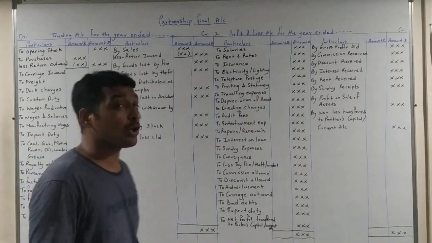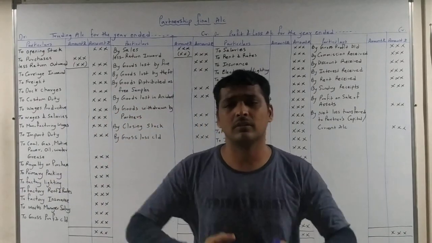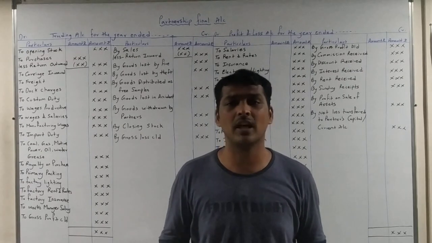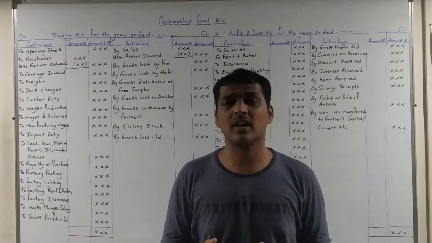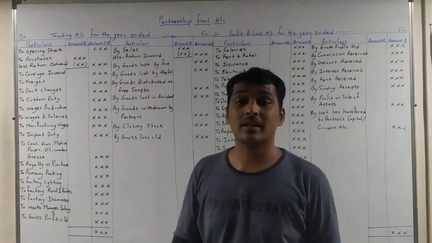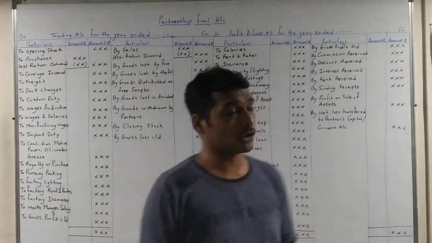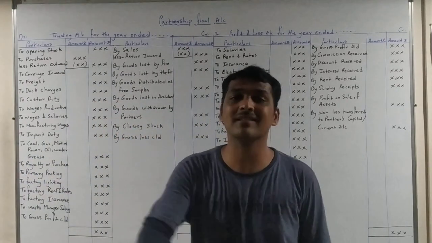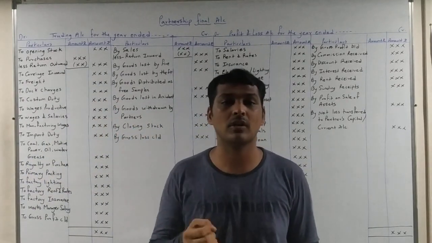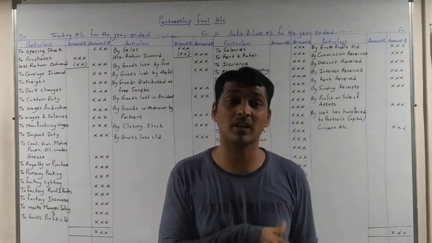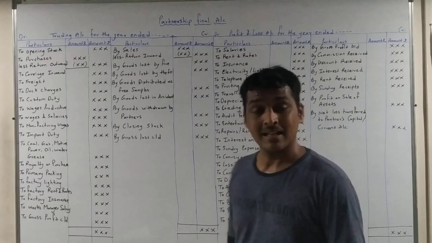Then goods lost in accident. If you send the goods by transport and an accident occurs to that transport service, then definitely your goods are lost. So you have to record it under the credit side because it decreases the stock. Then goods withdrawn by partners. If partners have taken out goods for their personal use, then your stock is going to decrease, so you have to record it under the credit side.